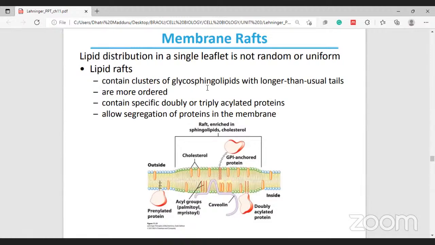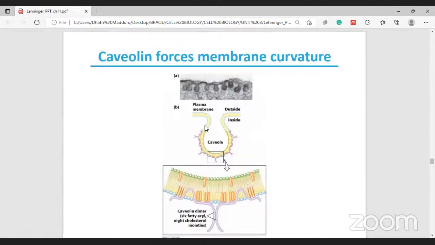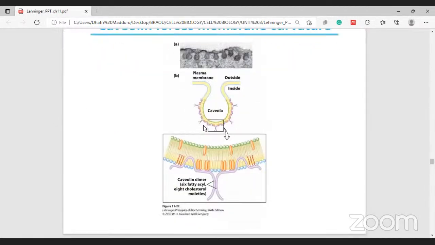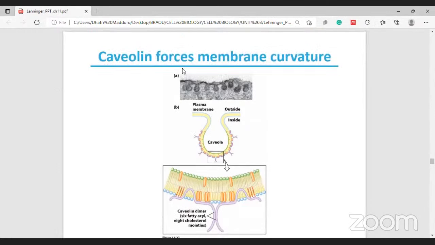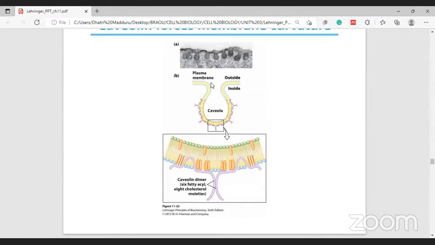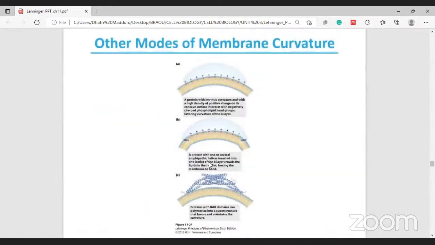They contain clusters of glycosphingolipids with longer than usual tails. Therefore, they are more ordered, and they have specific doubly or triply acylated proteins. And they allow segregation of proteins in the membrane. So if caveolin protein is present in the membrane, that will result in the curvature of the membrane. So like that, based on the composition, we can see curvature.